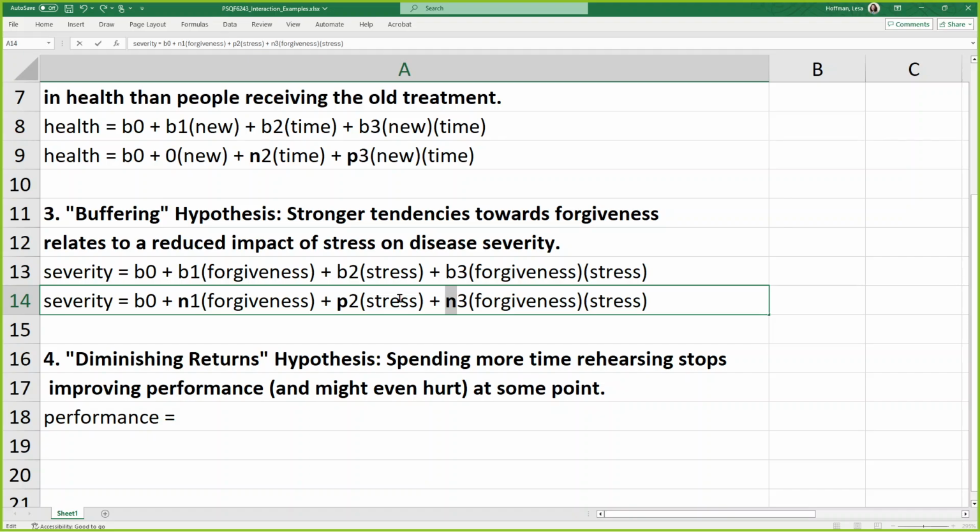Well, this question is worded to imply that forgiveness is the moderator. We're studying the effect of stress on disease severity in different kinds of people. That's the idea here. The other version of it would be we're studying the effect of forgiveness on disease severity in people with different levels of stress. That's the other way to word it. And I'll tell you what, beta 3 doesn't care. Math doesn't care. Beta 3 is going to answer both of those questions simultaneously. It's up to you to tell the story in the way that is the most aligned with what you want to know.